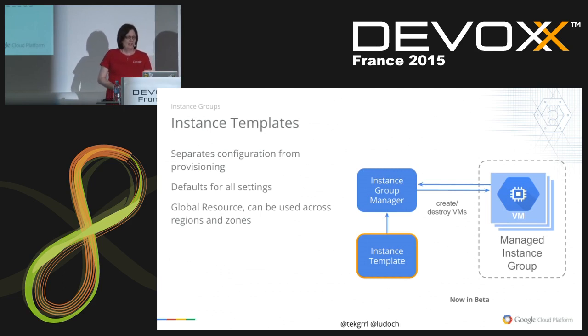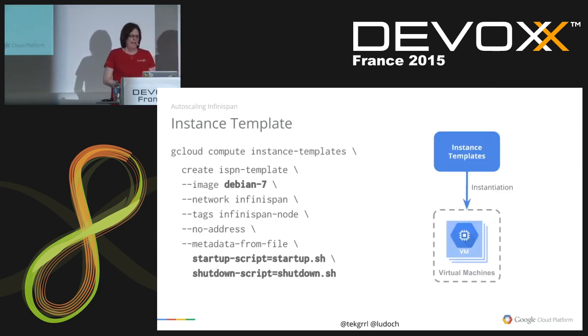Instance templates, again, effectively separate the configuration of an instance from its provisioning. So we're basically creating something that we can cookie cut, or effectively use to stamp out new instances. It provides defaults for all settings, so it's very easy to get started with. And it's a global resource. It can be used across all of our regions and all of our zones. So regardless of where you're running in Google Compute Engine, you can use an instance template. And it's created like this.